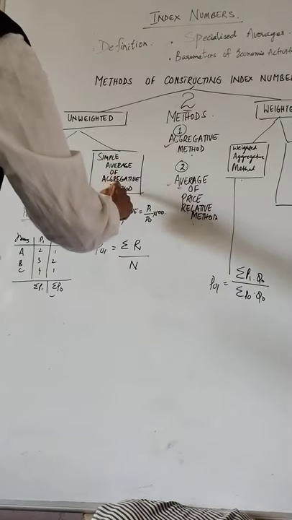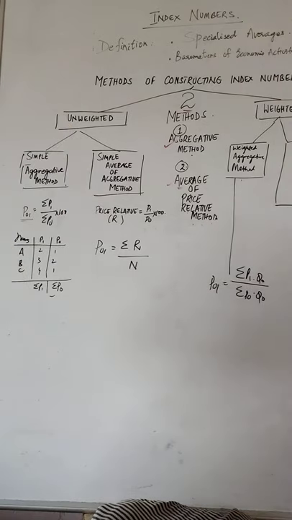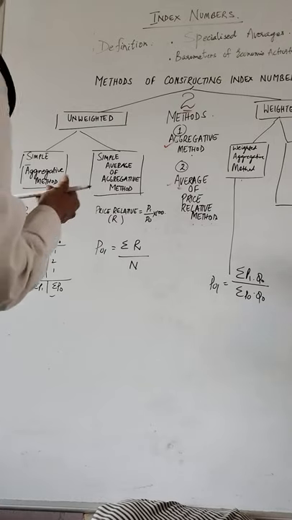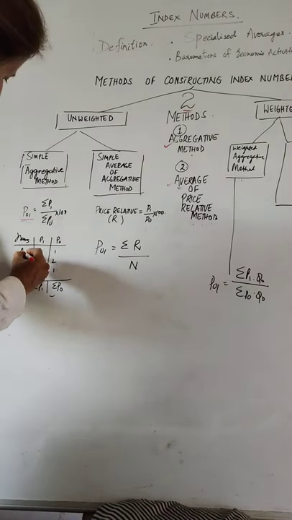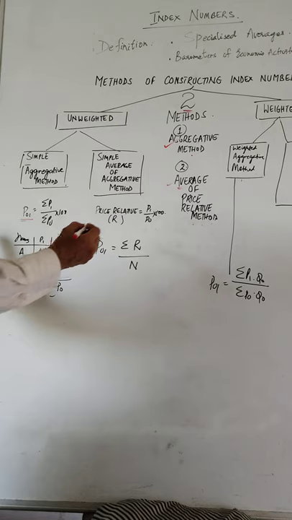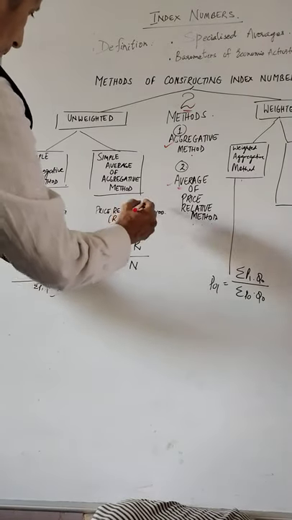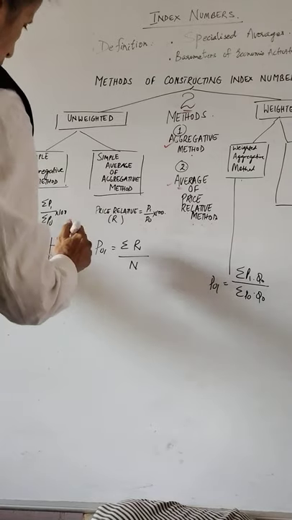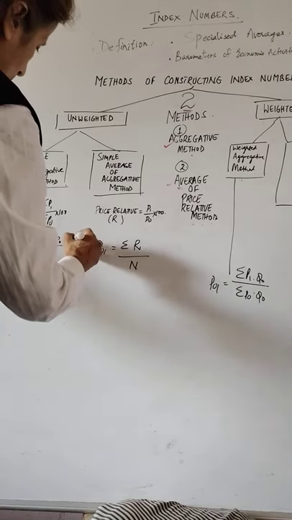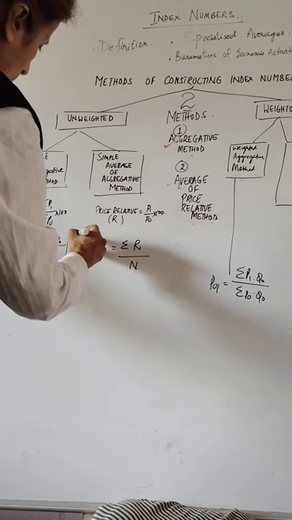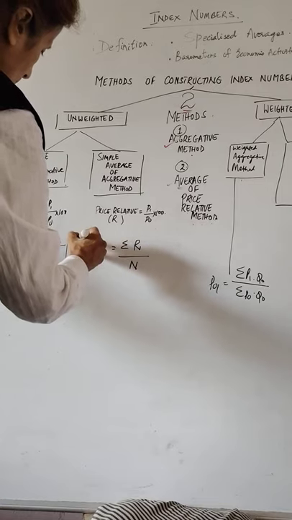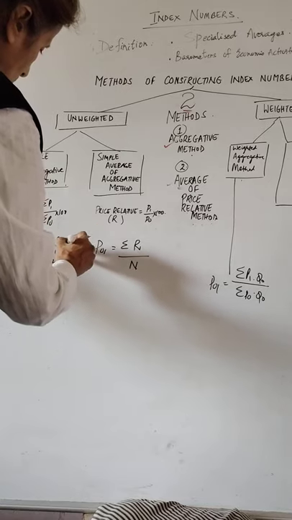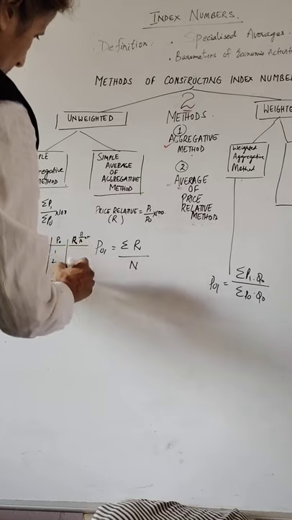Simple average of price relatives method. Now what do we do in this? In this, we will take out the price relative. Now what is price relative? Look here, we take say A. We will now calculate the price relative, which we put as R. What is R? P1 upon P0 into 100. Each one of these we will be doing to get the R.